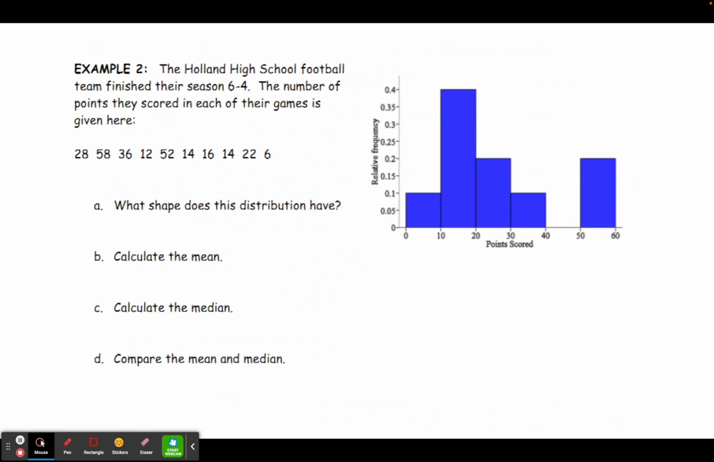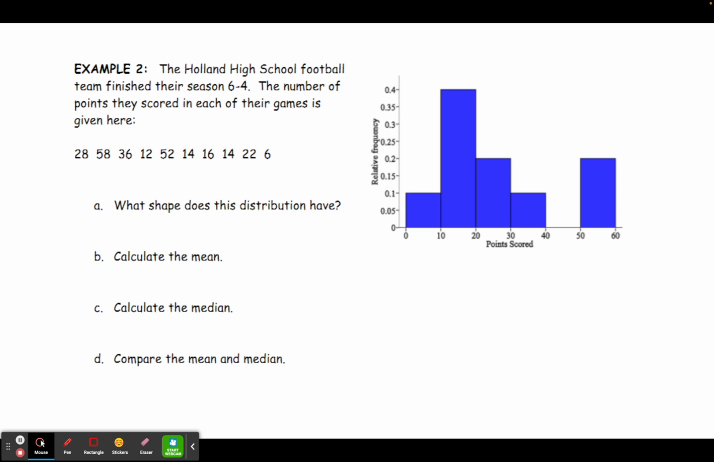All right, let's try the same thing for Holland High from that same season. And during that season, they finished 6-4, and we have the number of points that they scored in each of their games there. I would recommend that you pause the video and try the mean and the median calculations and see if you remember how to do those.